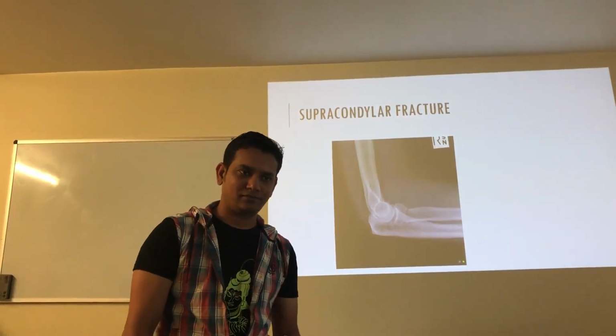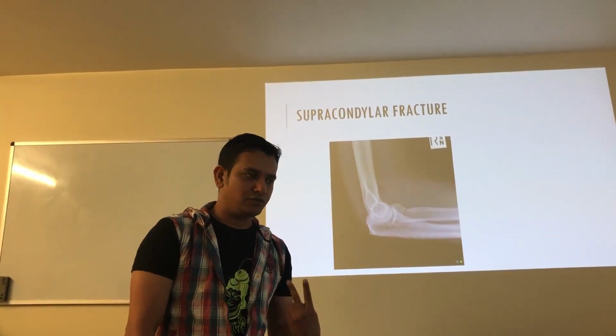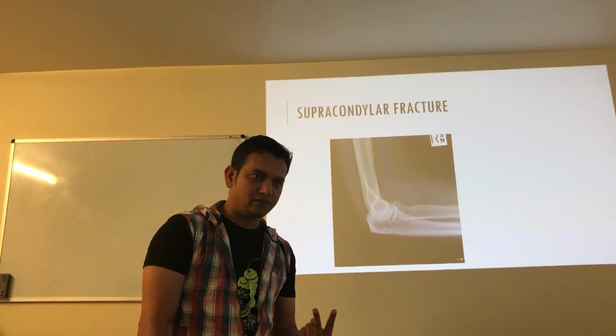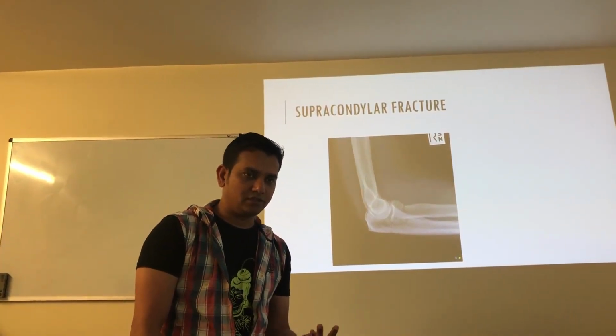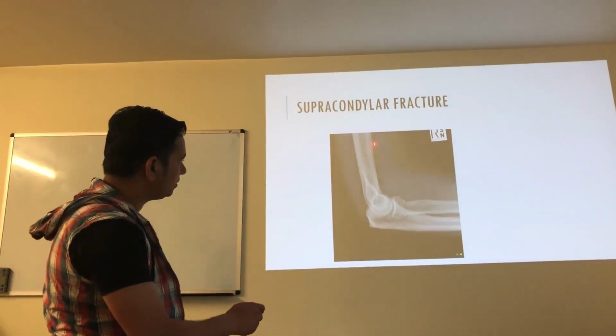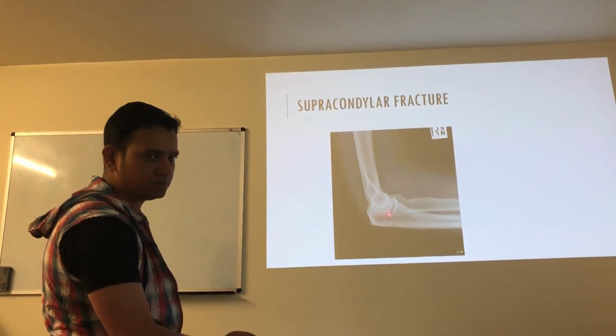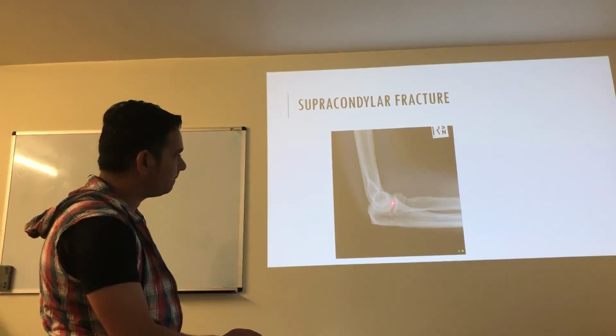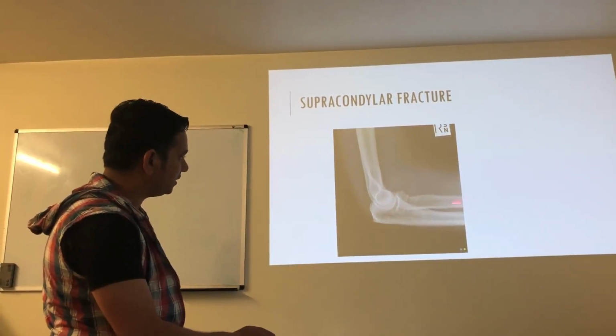Posterior pad, sail sign. So you will look for fat pad, anterior or posterior, and you will draw the anterior humeral line, which will be like this. It should go through the middle or outer 1/3 of the capitellum, and the radiocapitellar line.